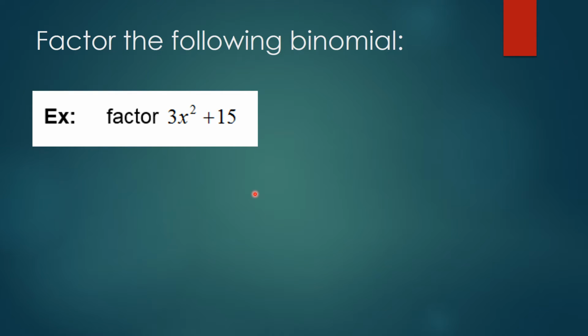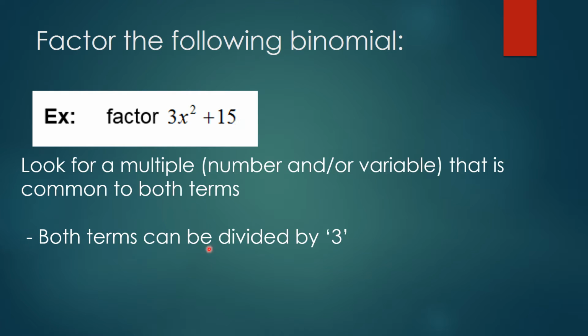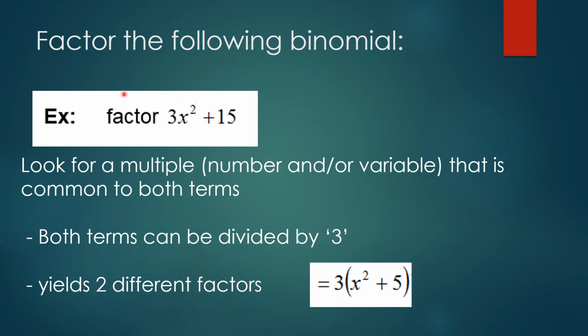So if we want to factor this binomial, again we call it a binomial because it's two terms connected by a plus sign, and they're two unlike terms. So you look for a multiple or a number or a variable that is common to both terms. You can see 3x squared can be divided evenly by 3, and 15 can be divided evenly by 3. And if we do that, it's going to yield two different factors.